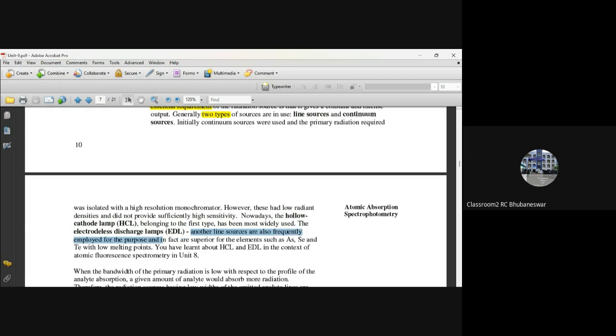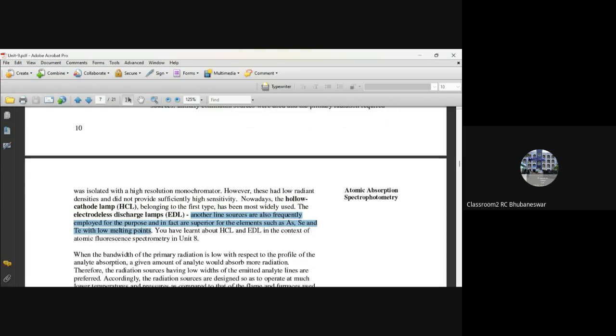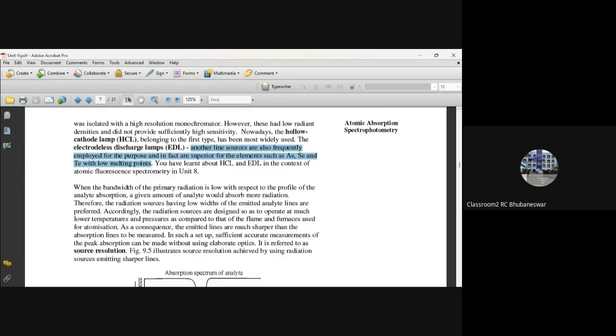In fact, these are superior for elements such as arsenic, selenium, tellurium, with low melting point. The elements which are having low melting point require less temperature, then you can handle them very carefully with these line sources. So this HCL and EDL are a very important component of atomic fluorescence spectrophotometry too.